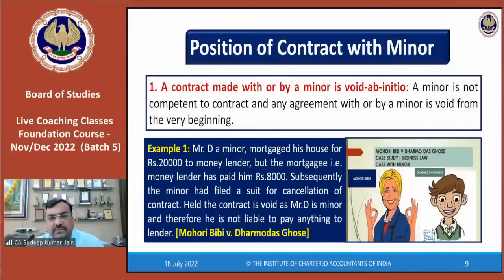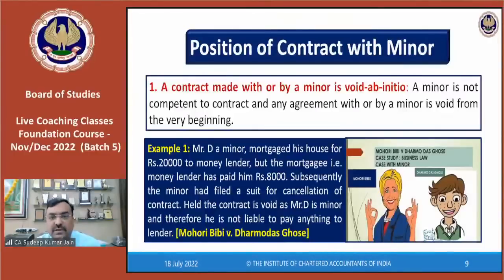The money lender, Mohri Bibi, gave him 8,000 on the same day and promised to pay 12,000 the next day. But the next day, Dharamdas Ghosh went to the court and filed the case against Mohri Bibi by the statement that he is a minor and the contract with a minor is void. The court finds that Dharamdas is a minor, so as per the law, the contract should be void.